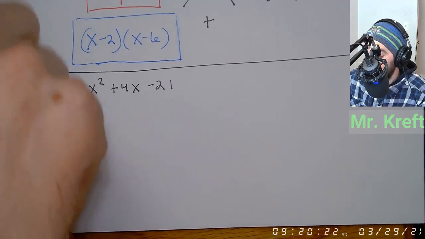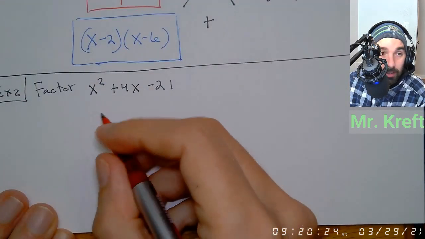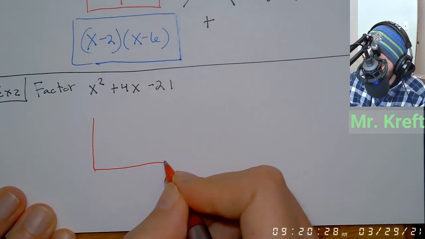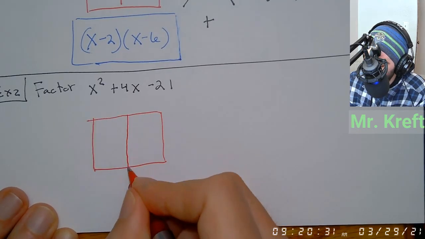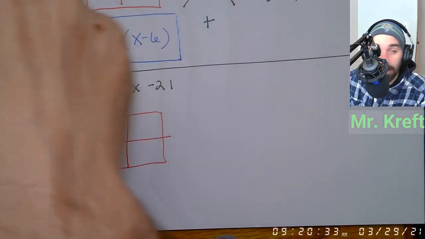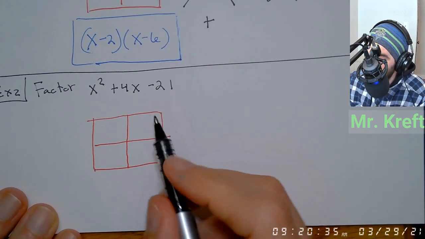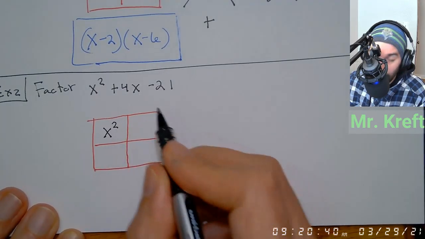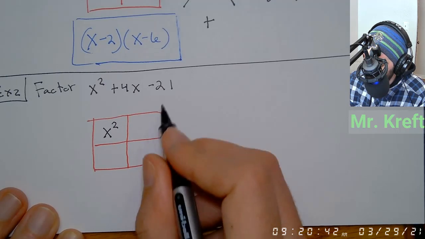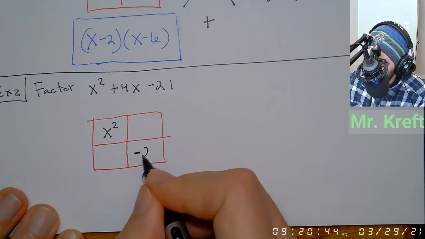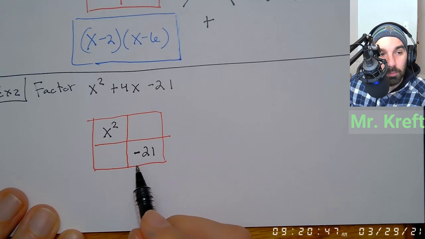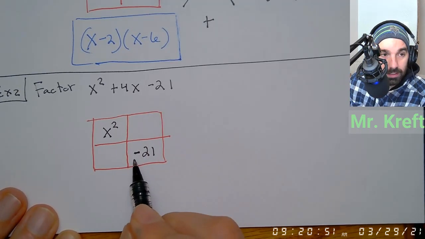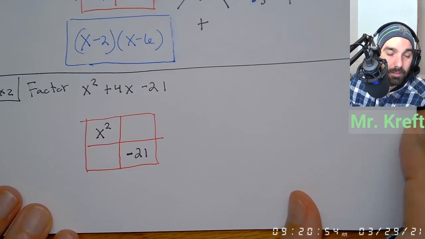Okay, so again, what we're going to do here is I'm going to go ahead and make a box, right? So that part never changes. The start never changes, which is really nice because it gives you something you can automatically do every time. Okay, so I put my squared term in the upper left. I put my constant. Now in this case, see how it's negative 21? So we have to put the negative down here, right? We can't just put 21. So we have to put the negative 21.